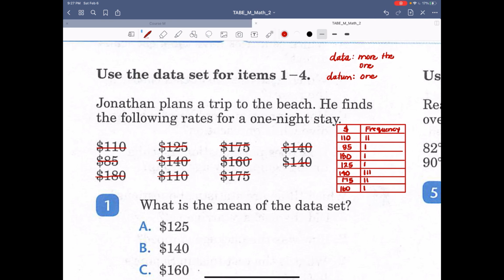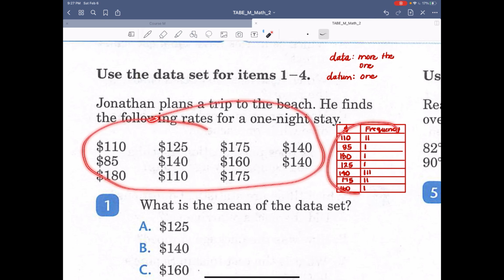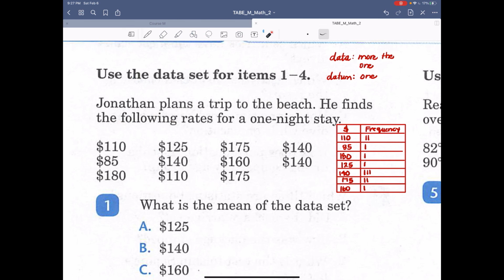Then I want you to count your tally marks. So I have 2, 3, 4, 5, 6, 7, 8, 9, 10, 11. And then we are going to count these data. There's 3, 6, 9, 10, 11. You want to be sure that all of these data are represented in this chart. Don't lose any of them.